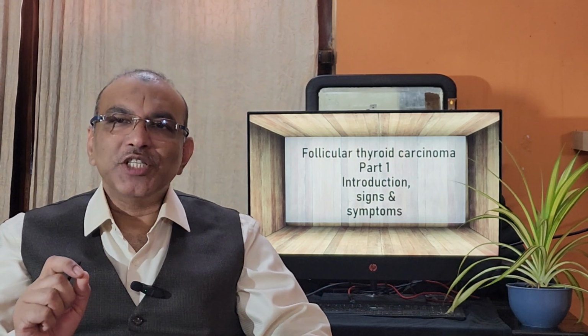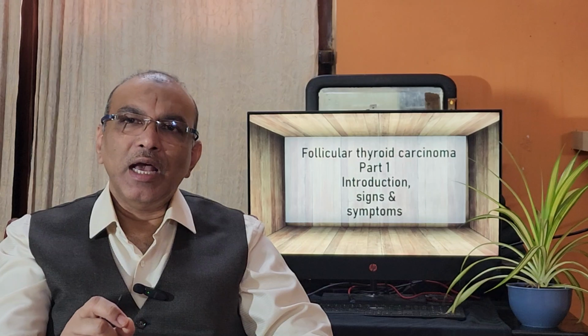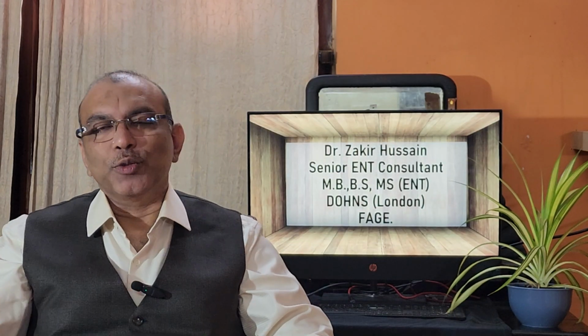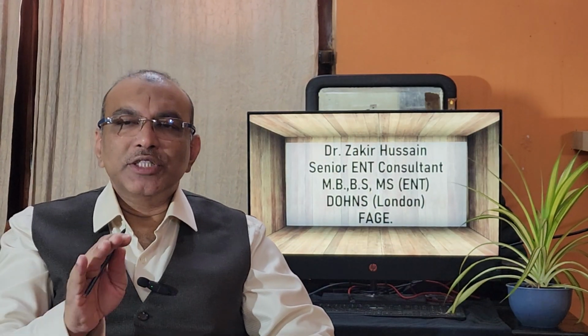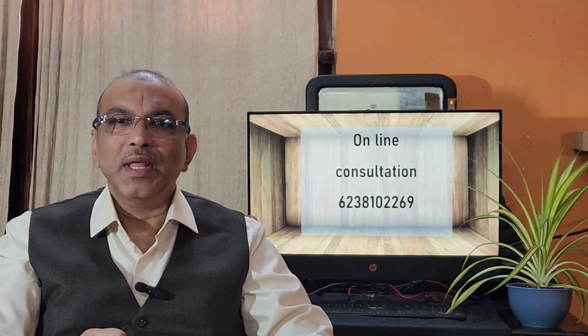The number of cases of malignancy is on the rise. The same thing applies for the thyroid gland also. Thyroid gland malignancy can be classified as differentiated type and undifferentiated type. Under the differentiated type, you have papillary carcinoma thyroid and follicular thyroid carcinoma.